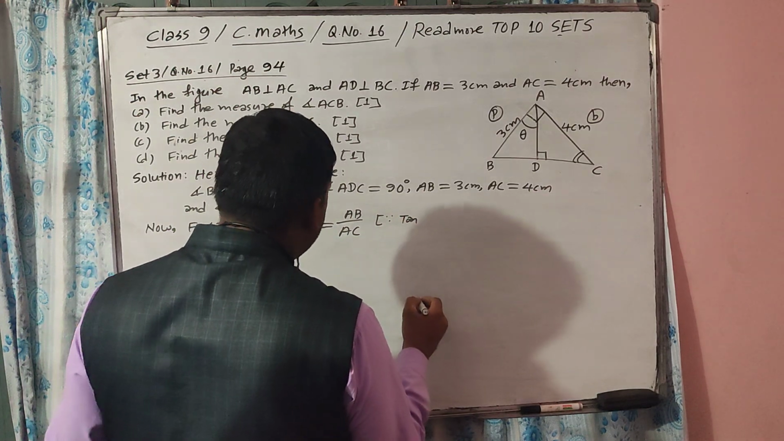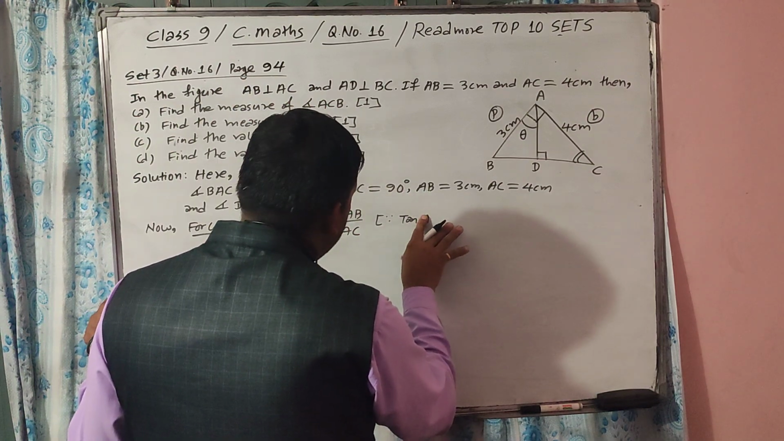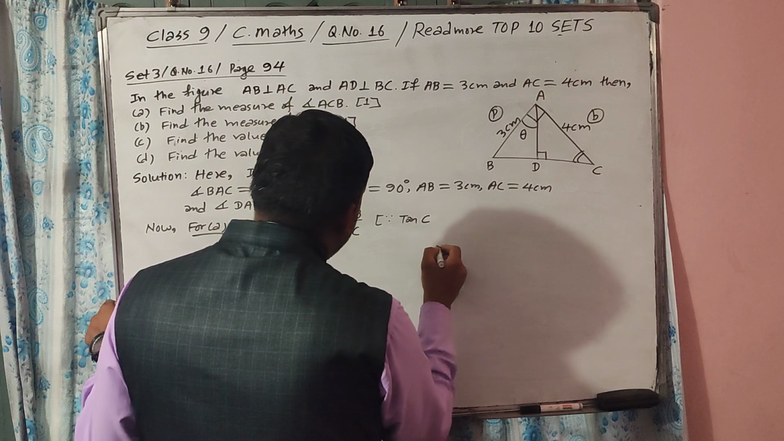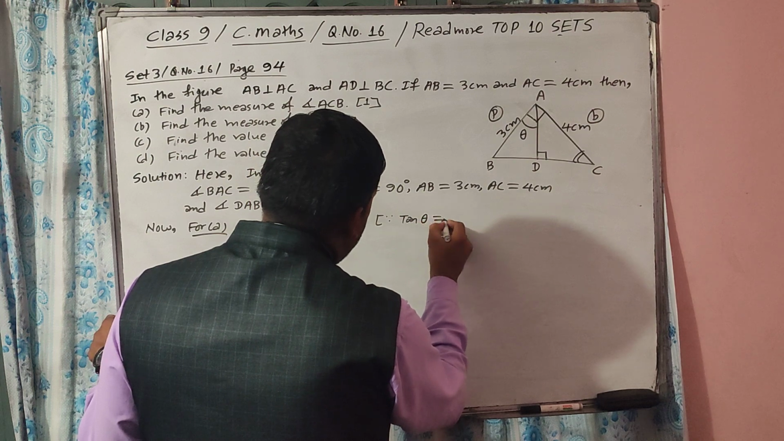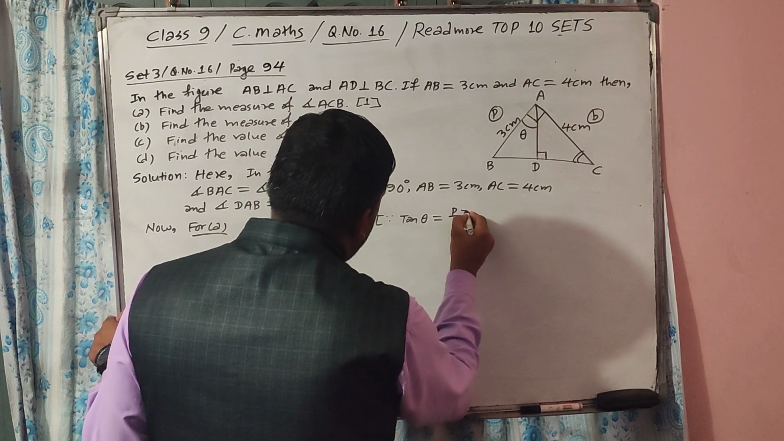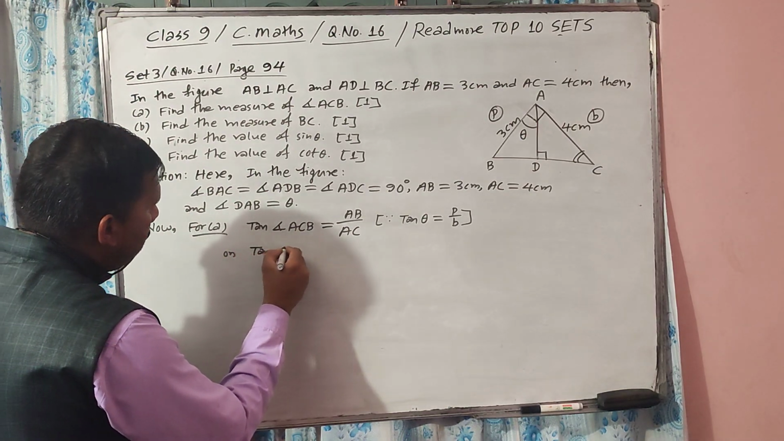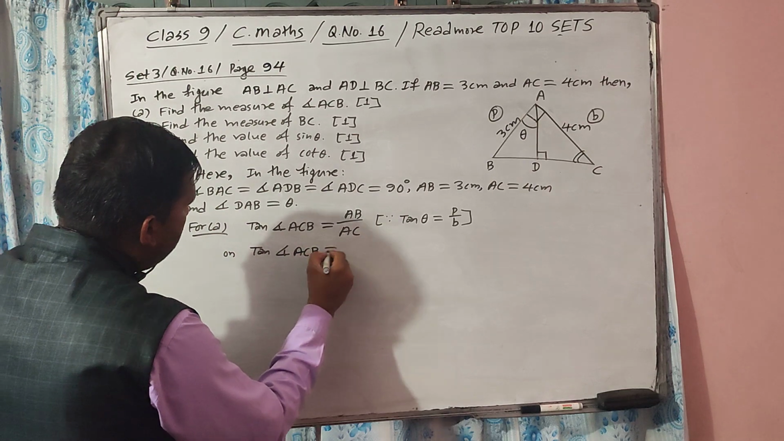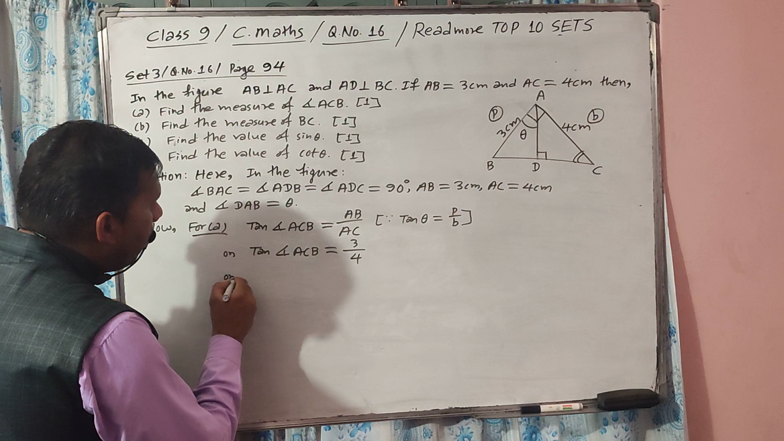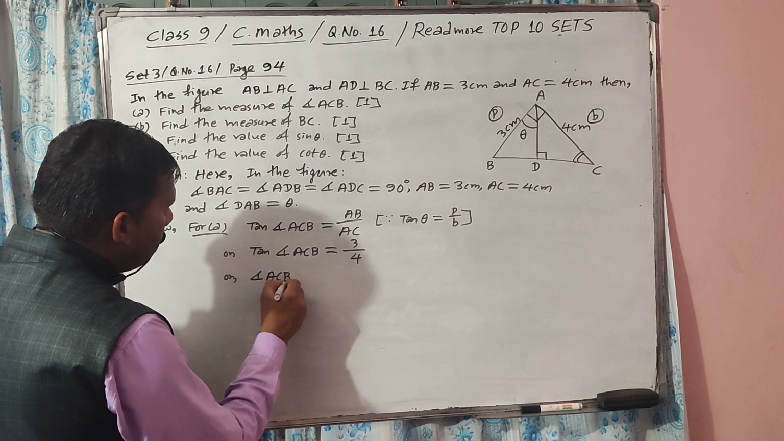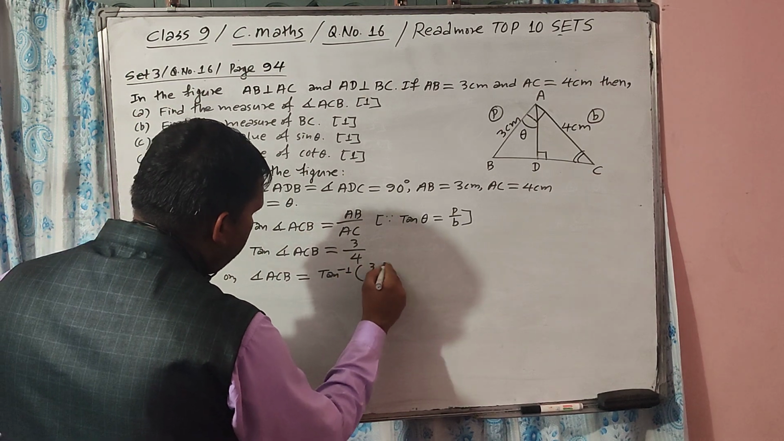Because we know that tan theta equals perpendicular by base, tan of angle ACB equals AB by AC. AB is 3, AC is 4, so angle ACB equals tan inverse 3 by 4.